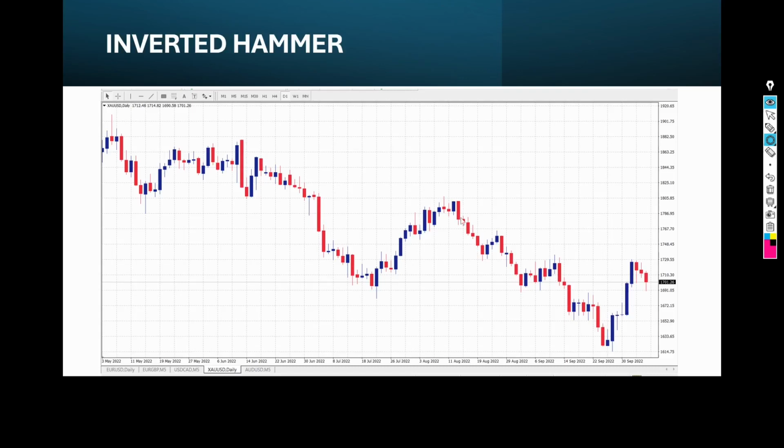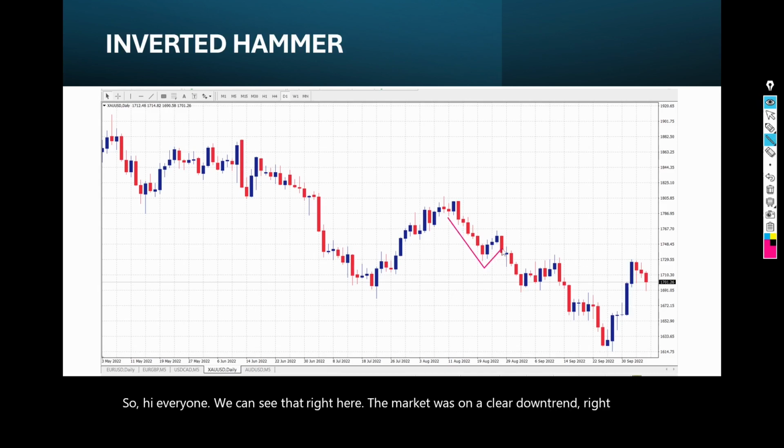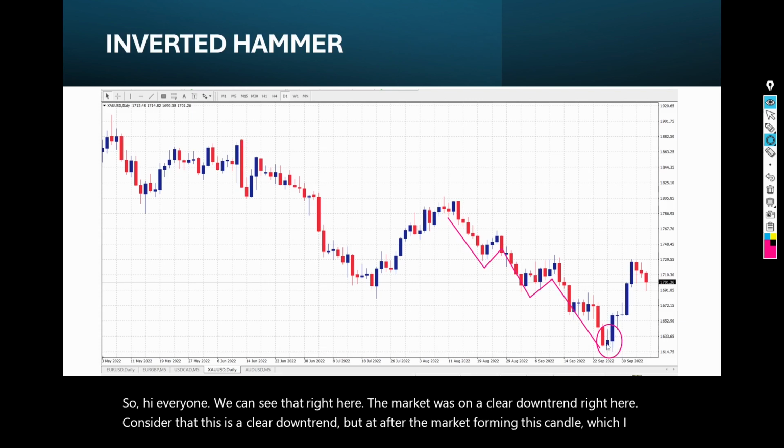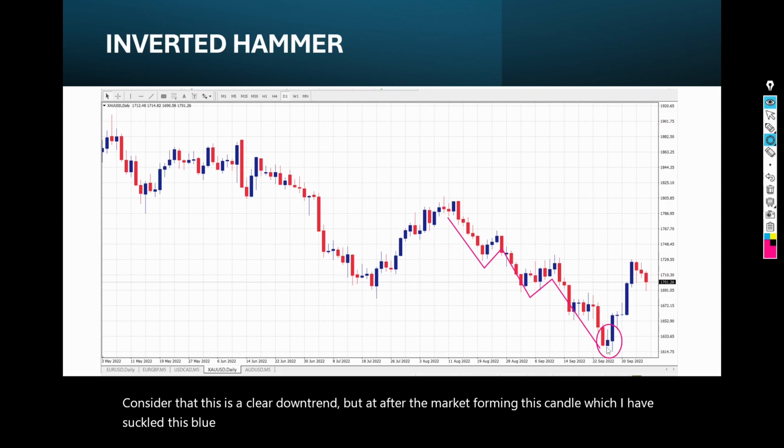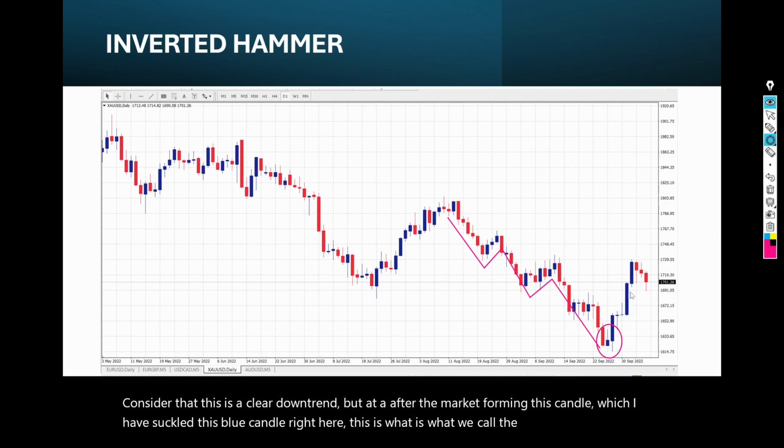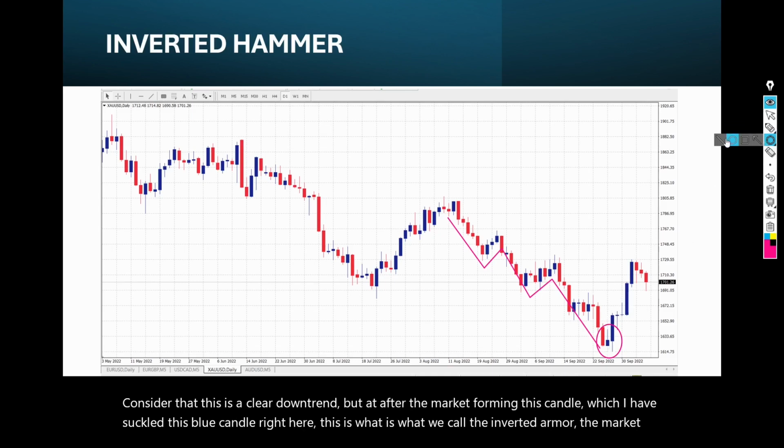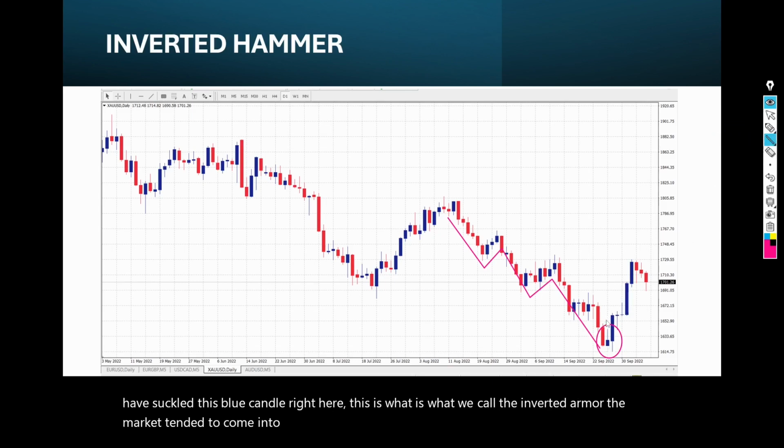So hi everyone, we can see that right here the market was on a clear downtrend. Right here, you can see that this is a clear downtrend, but after the market formed this candle which I have circled, this blue candle right here, this is what we call the inverted hammer. The market tended to come into reverse and try to form a new trend.